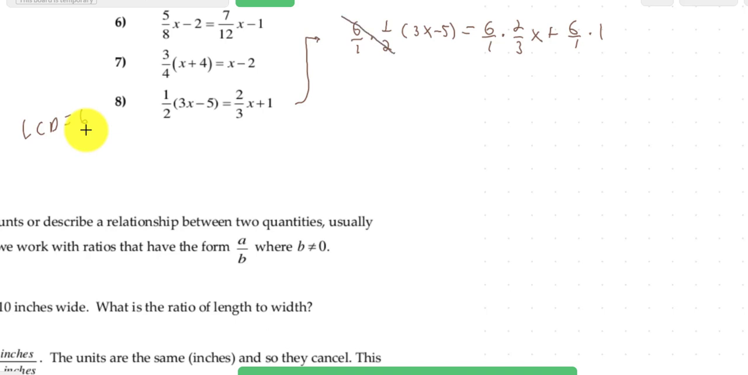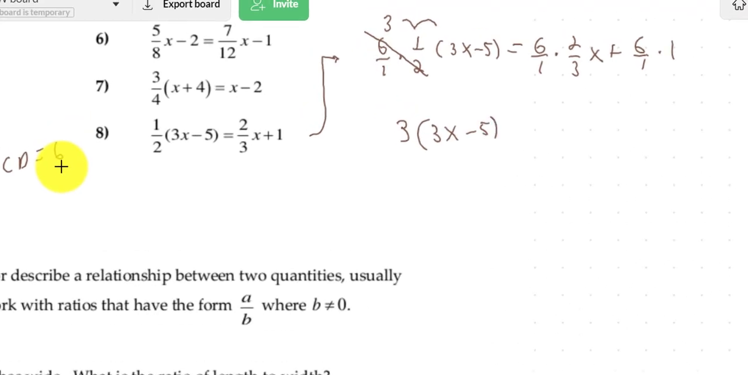The 6 over 2 becomes 3. So it's 3 times 1 times everything in parentheses, which is 3 times 3x minus 5. And then we have the 6 over 3 becomes 2. So 2 times 2x equals 4x. And 6 times 1 is 6. So, right, this now becomes a more manageable problem, right? So I distribute the 3 to get 9x minus 15 equals 4x plus 6.